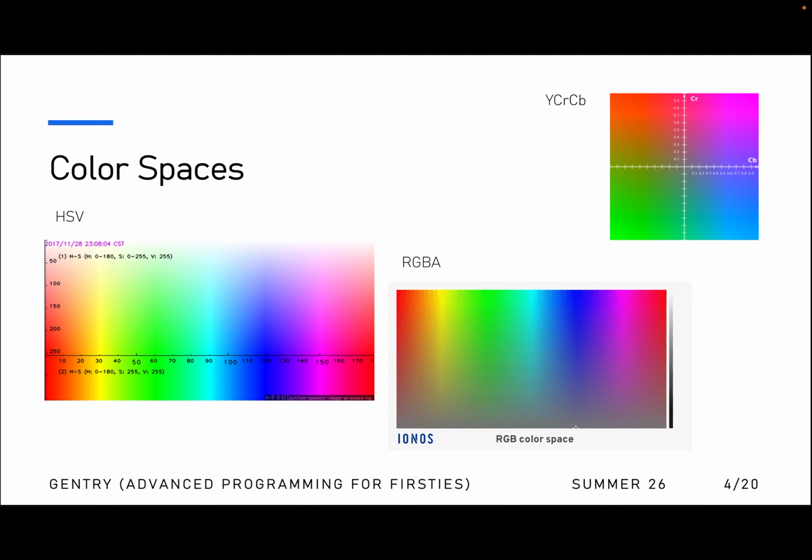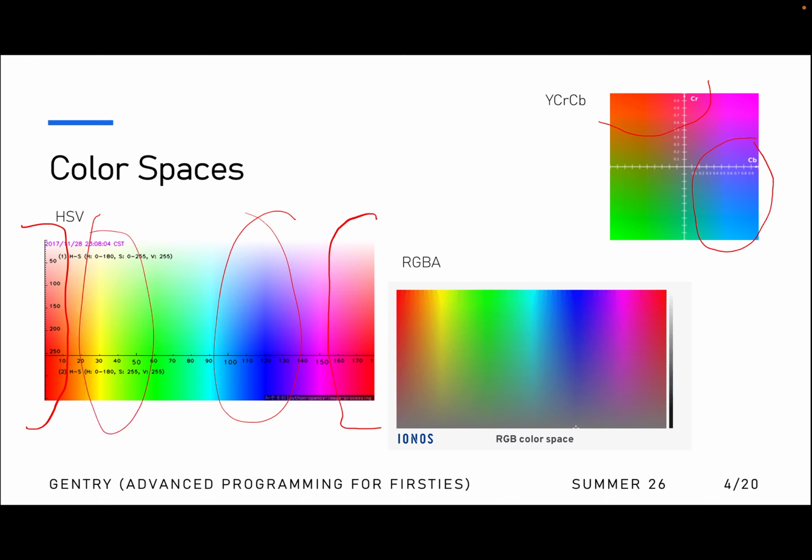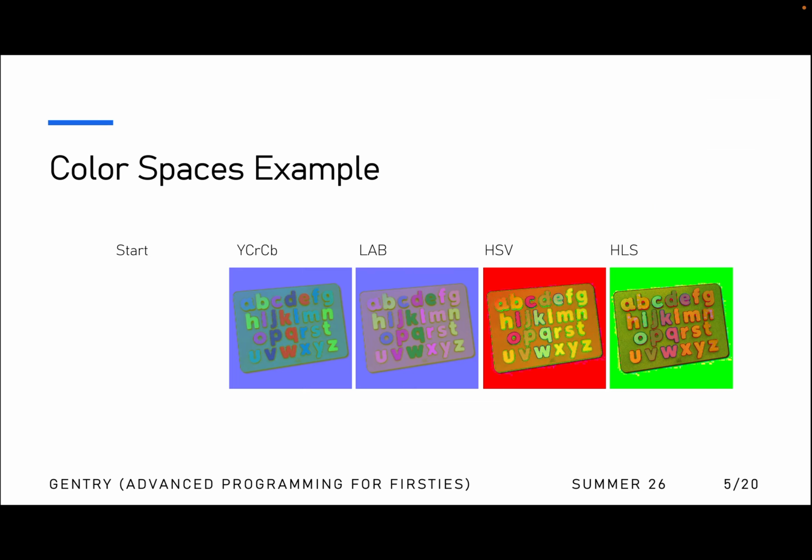I typically use YCrCb more for FTC just because it's really easy to detect this blue space right here and this red space. Whereas if you used HSV for the red, you need to detect this, and then blue is just this. So there's different things you can do. Definitely use HSV for yellow, because yellow is nearly impossible for YCrCb.